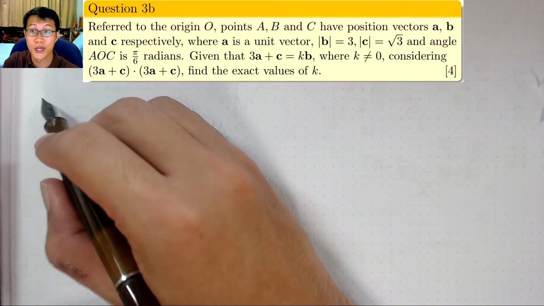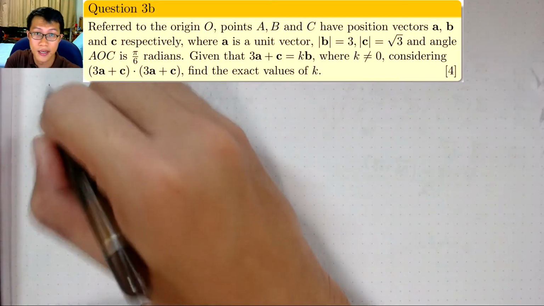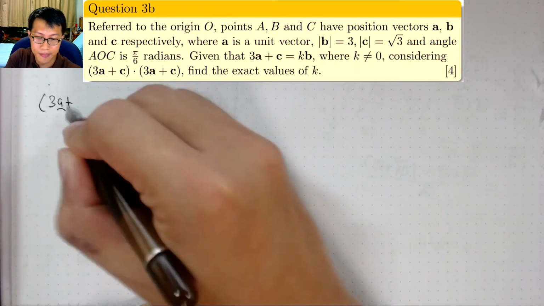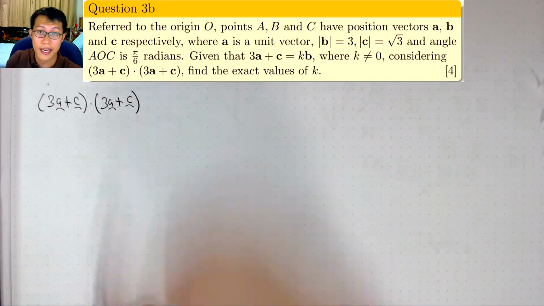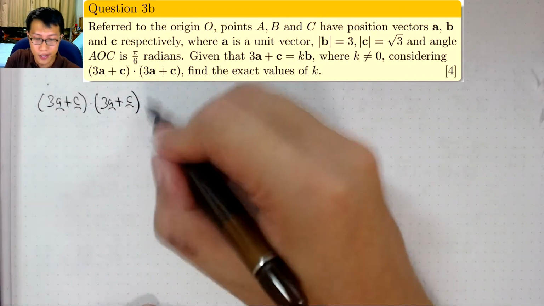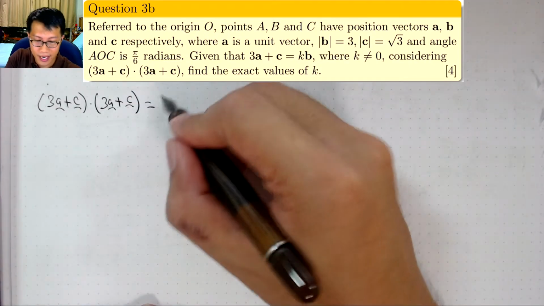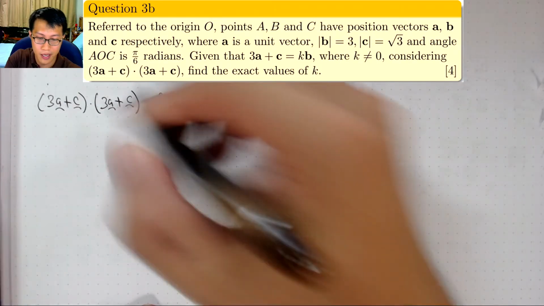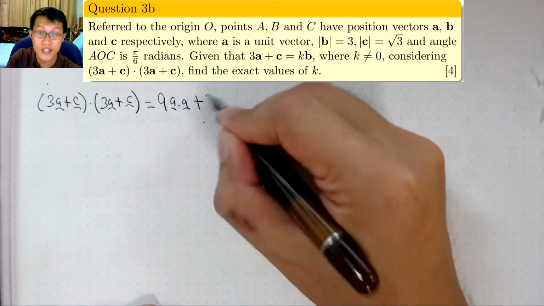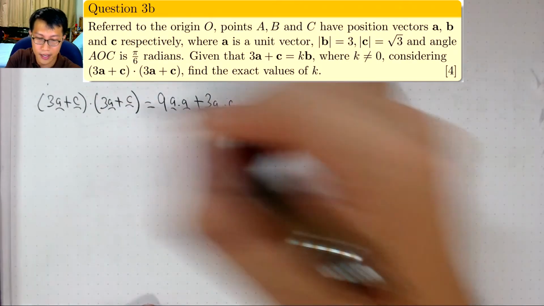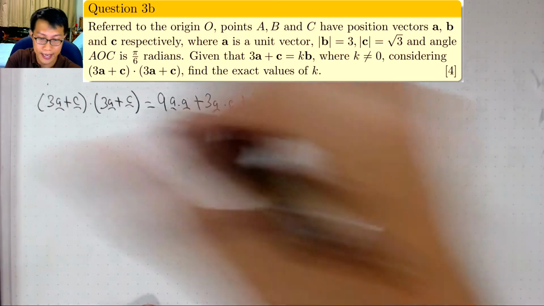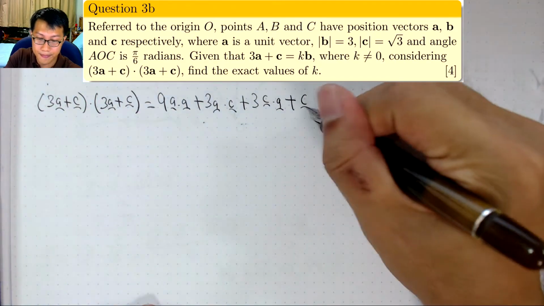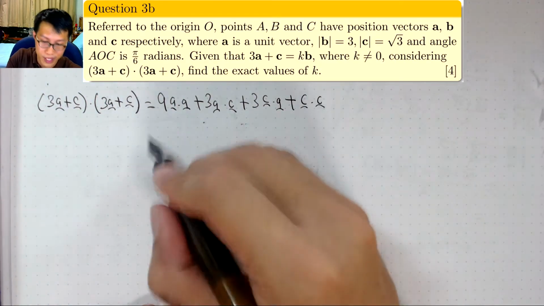So we start from the question's hint. They ask us to consider (3a plus c) dot (3a plus c). And we will first proceed by expansion. So we get 3a dot 3a giving us 9a dot a, 3a dot c, plus c dot 3a, which is the same as 3c dot a, and c dot c. Okay, we proceed to simplify.